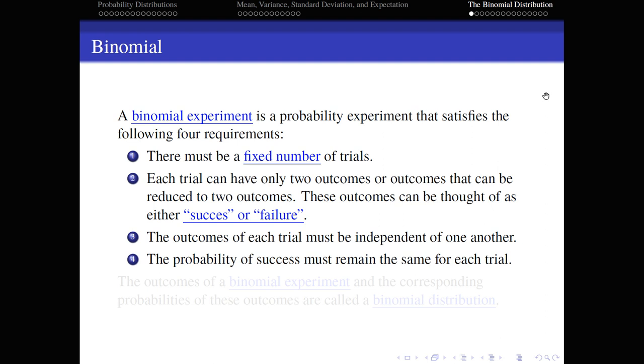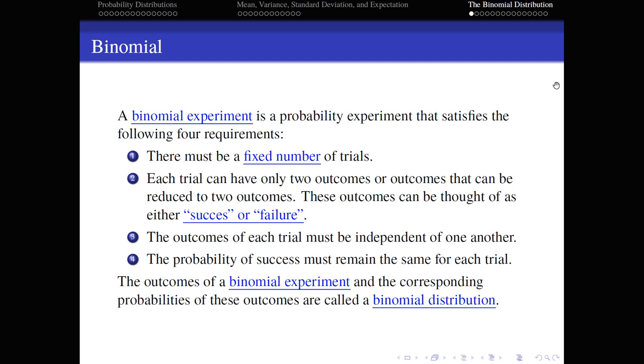Note that this doesn't have to be a fair coin. An unfair coin, where we are more likely to get heads or tails, satisfies all of these conditions if we fix the number of trials. Heads could be success. The trials are independent from each other and the probability is the same, even if it's not 0.5. So something like flipping an unfair coin would meet all of these conditions.